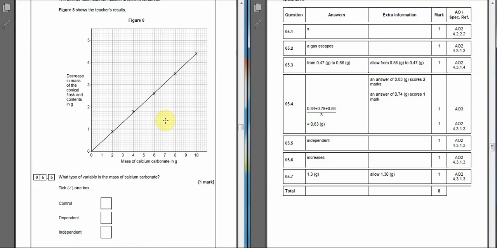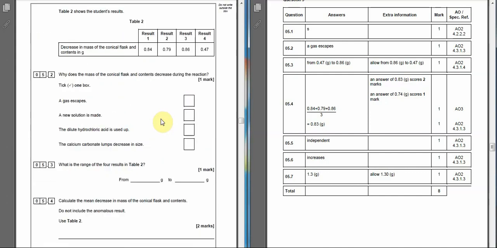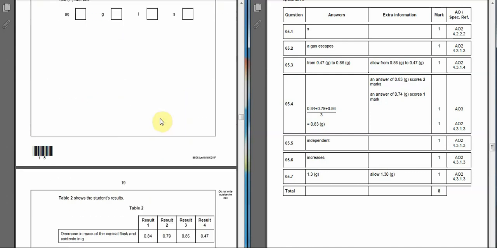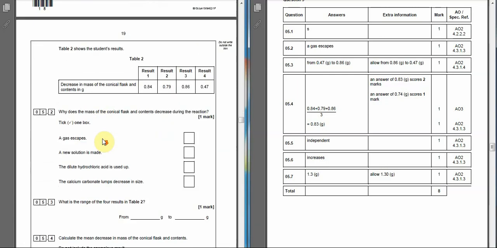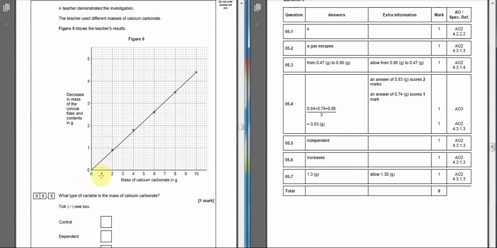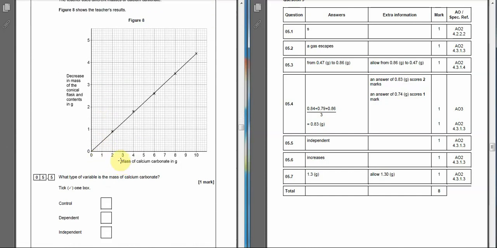Here's a graph that's been done by the teacher for you. What type of variable is the mass of the calcium carbonate? So if you have a quick look, now you can get it off the graph, but the easiest one for me is looking at this here. You've added the calcium carbonate and repeated it, and then you've changed here on the graph. You've gone for a different mass of calcium carbonate and a different mass of calcium carbonate. So if it's one that you change, it's your independent variable. You need to know about independent, dependent and control variables.